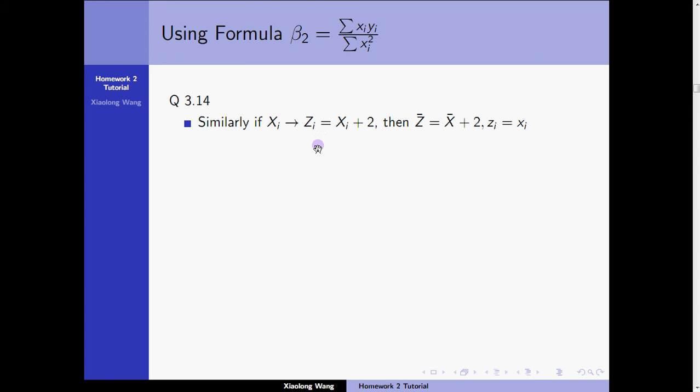So in the second part, we see another change. Suppose we change xi to zi, which equals xi plus 2. So we add a constant to the original xi. Apparently z bar will equal x bar plus 2, and little zi equals zi minus z bar will equal little xi, because the two 2's cancel each other out.